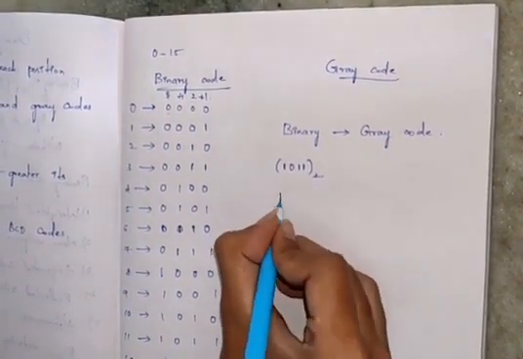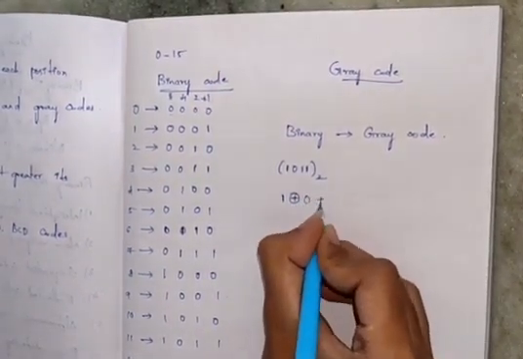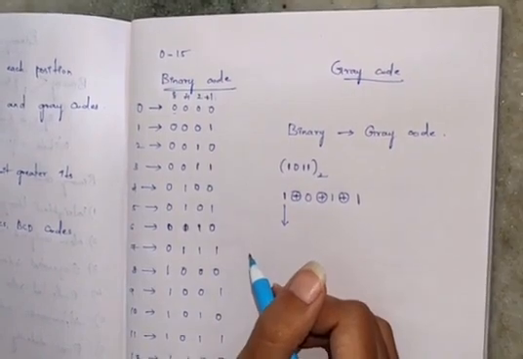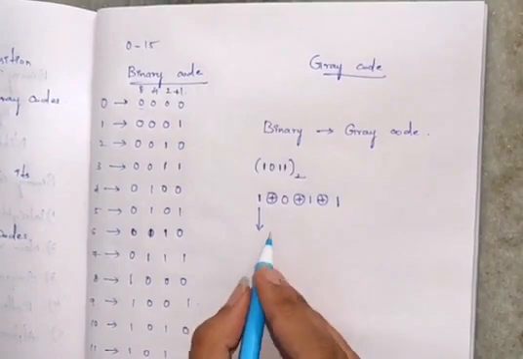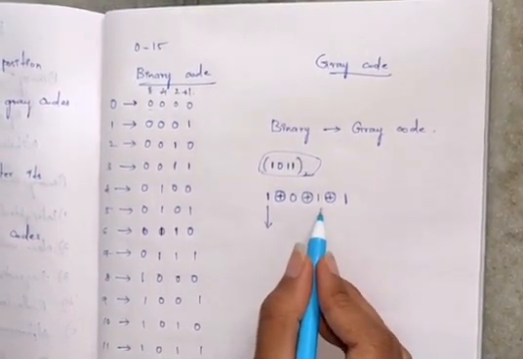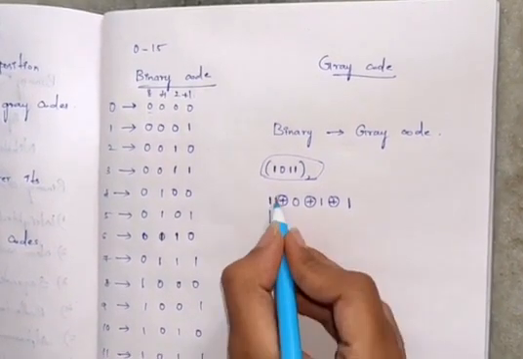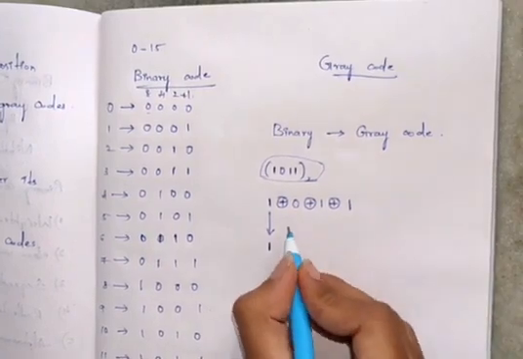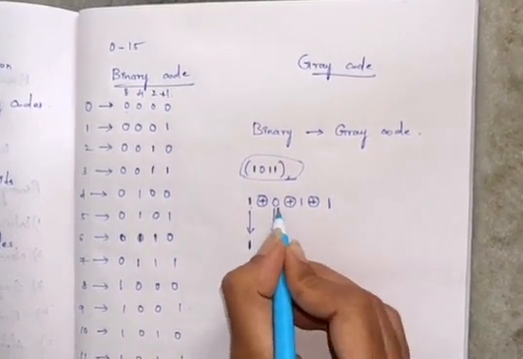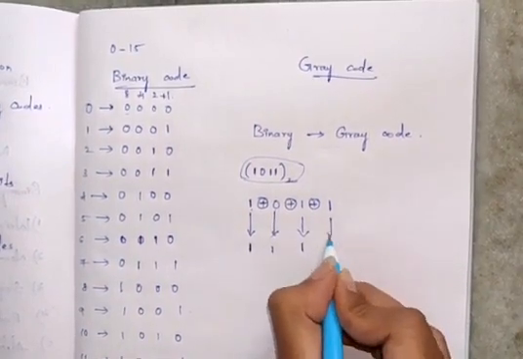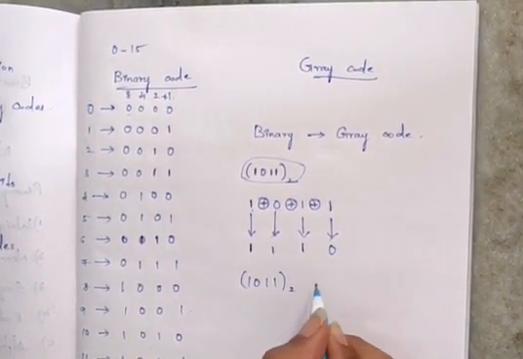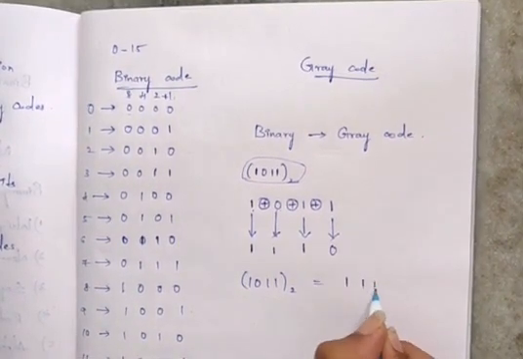The XOR operation is used in this. We consider this example by using XOR operation between these 4 binary bits. The first digit is represented as it is, and then applying XOR operation between 1 and 0: 1 XOR 0 gives 1. 0 XOR 1 gives 1. 1 XOR 1 gives 0. So 1011 base 2 in binary is represented in gray code as 1110.